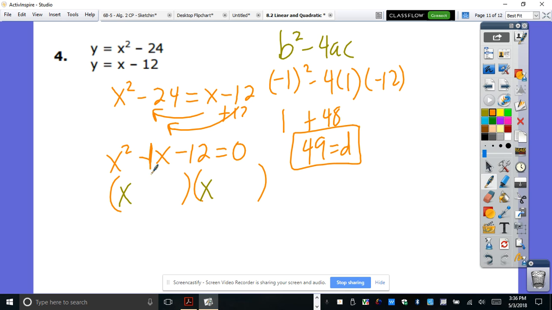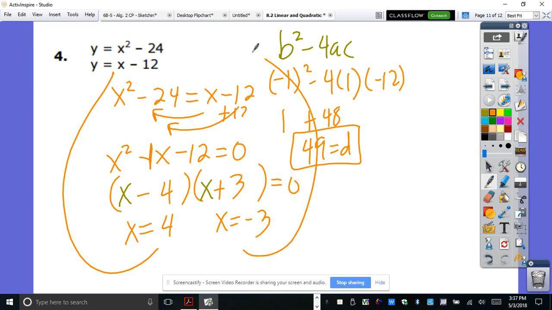So this is negative 1. Two numbers that when you multiply them give you negative 12, and when you add them give you negative 1. 4 and negative 3. So x minus 4 times x plus 3 is equal to 0. So therefore, the value of x here is 4. x here is equal to negative 3. You plug in the 4 there. You plug in the negative 3 there.